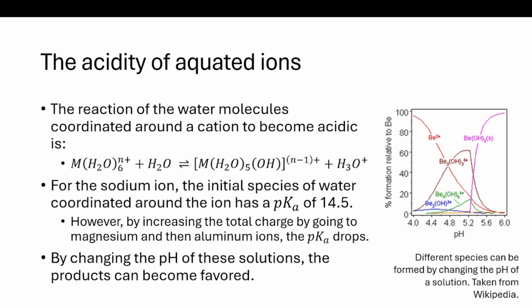Now, by changing the pH of these solutions, these products can actually become favored. And so we can get an acidic solution simply by dissolving an ionic chloride in water, which is pretty wild to think about. And in fact, you can see it in this graph I got from Wikipedia. As we change the pH of this beryllium solution, we're going to get different species formed here.